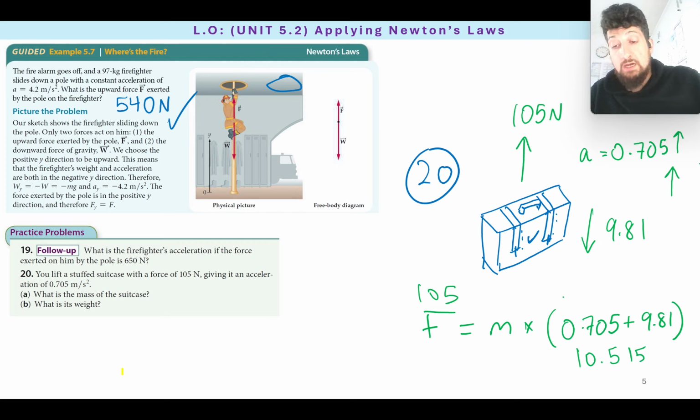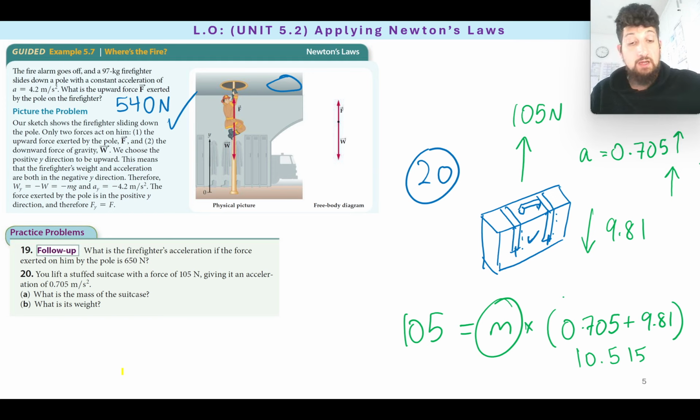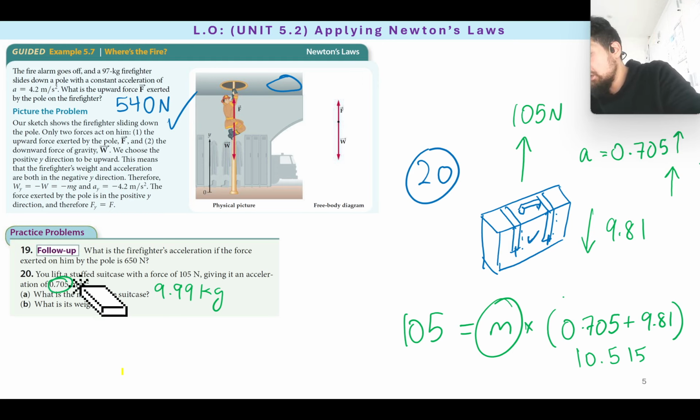10.515. Now, I'm not going to start simplifying significant figures or decimal places just yet. I'll do that at the end. Always good practice to do that at the end. The force is 105 newtons. Can I work out mass now? Of course I can. So 105 divided by the answer, 9.99. I'm going to keep it at 9.99 because I'm working with three significant figures over here and over here.